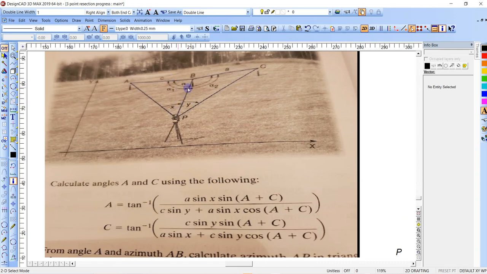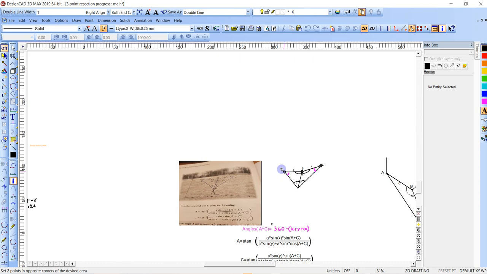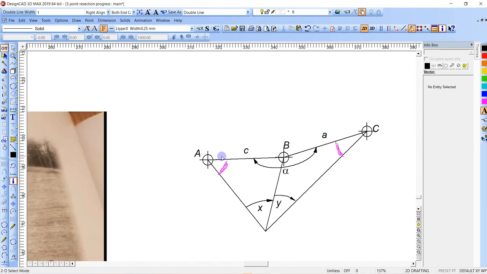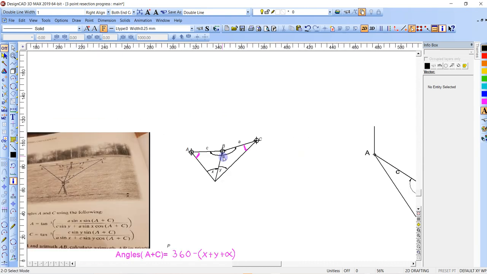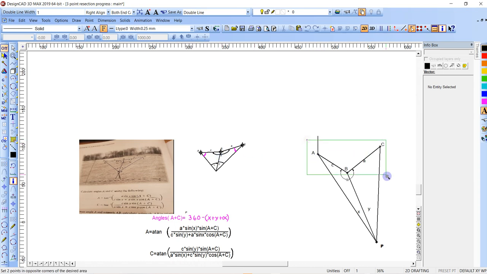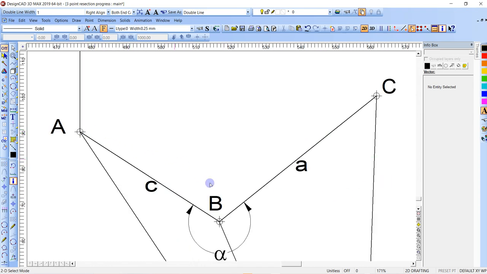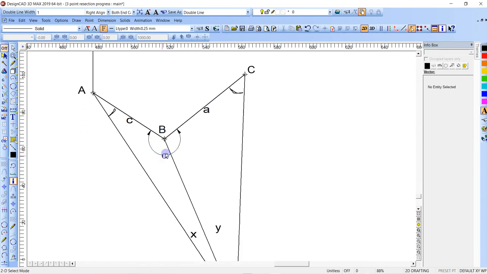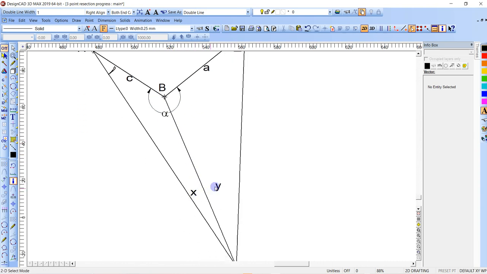And then this included angle, the interior angle, we can calculate that because of the ABC. Let's say those are points A, B, and C, and that's also angles A, B, and C. So over here, point A, B, and point C. Angle A, angle C. Then we have angle alpha and angle X and angle Y.